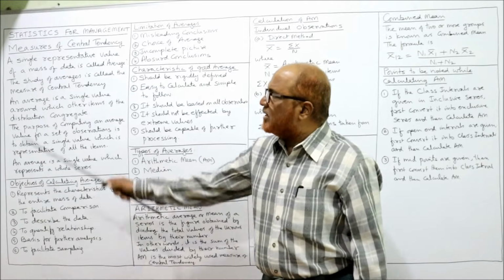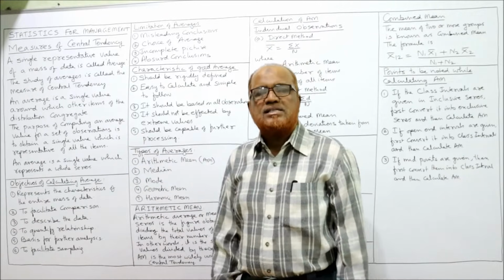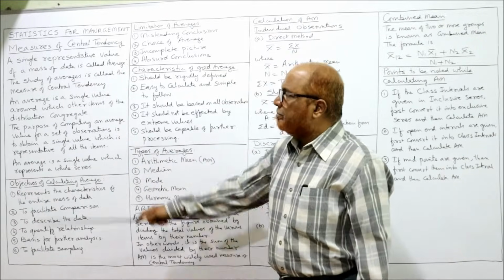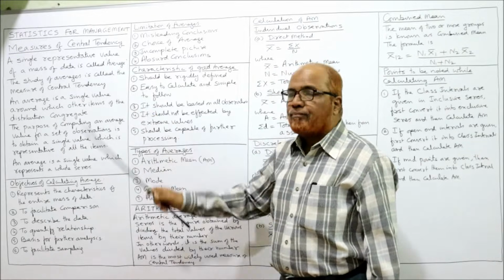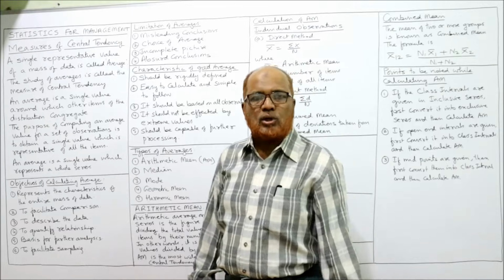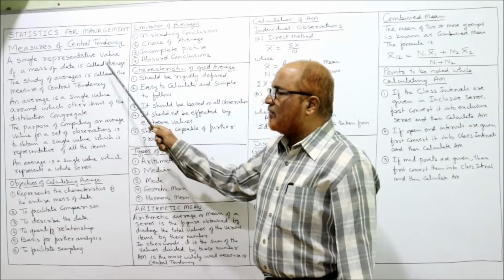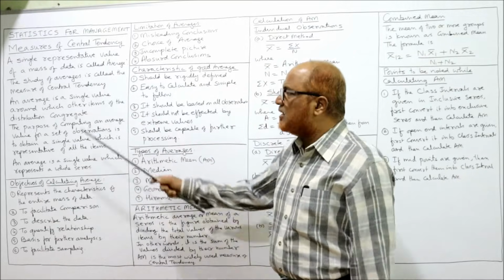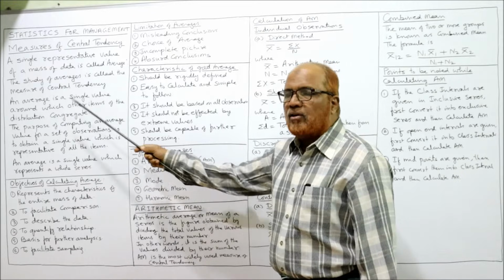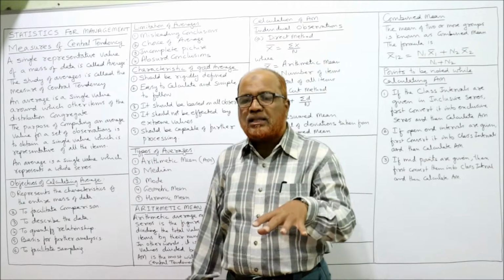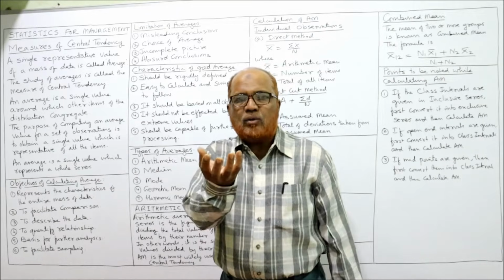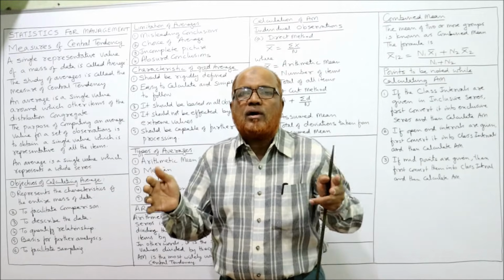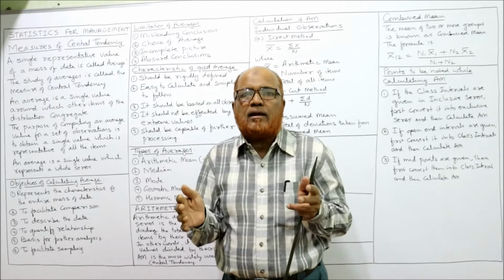The study of averages is called measure of central tendency. A single representative value of a mass of data is called average. Just now I told you. Then the study of averages is called measure of central tendency. And average is a single value around which all other values will congregate. It's the middle value around which other values will congregate, will be surrounded.